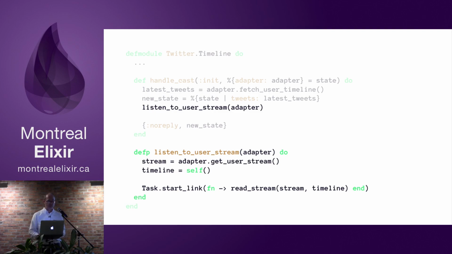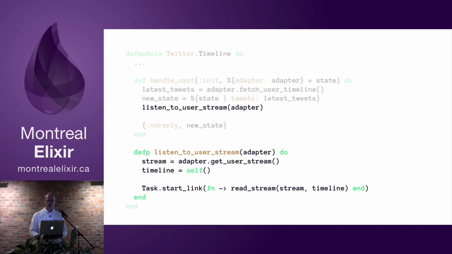It's called a task because in Elixir they encapsulated some process thing in a task module. So we're basically just spawning a process just for reading the stream asynchronously. So read stream, that's a function we have to implement.